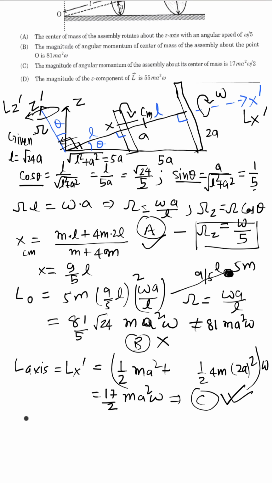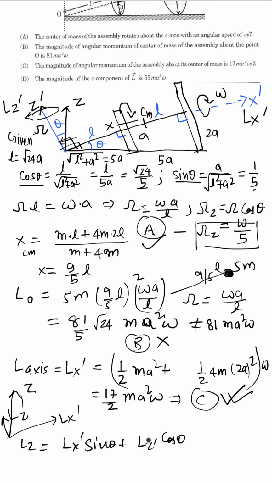And last, you see Lx prime is here, and Lz prime is here, and we need to compute around z. So Lz would be Lx prime sine theta plus Lz prime cos theta, because this is theta. Therefore this will not be equal to 55 m a square omega. You can plug in Lx prime and Lz prime. This is Lz prime here, and you will not get this. Hence D is not the answer.